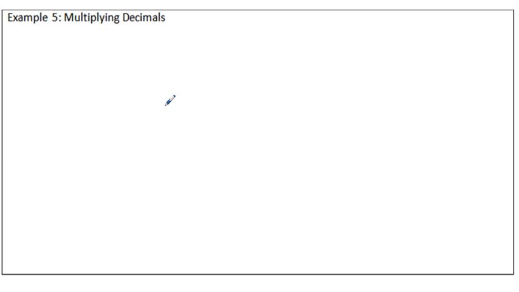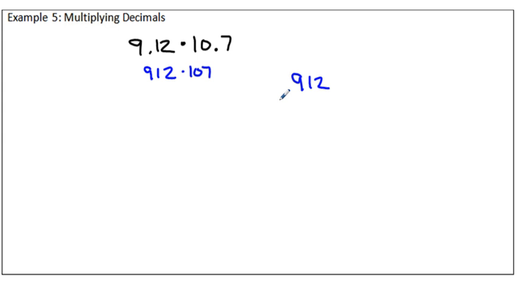Multiplying decimals. So in our example, we are going to multiply 9 and 12 hundredths times 10.7. And in this problem, we're going to envision these numbers as if the decimal point wasn't there at all. So what I'm thinking of is 912 times 107. And then I'll pay attention to the decimal point later. So 912 times 107.